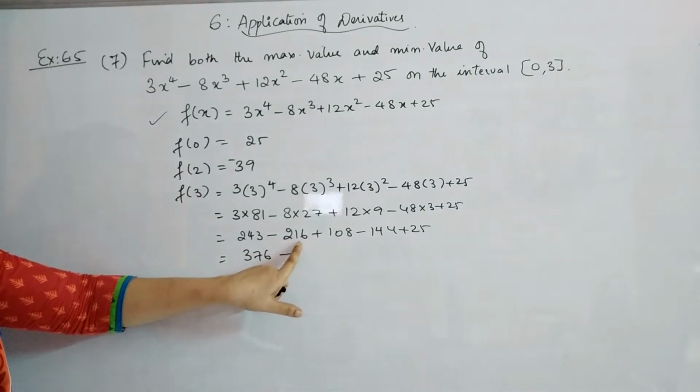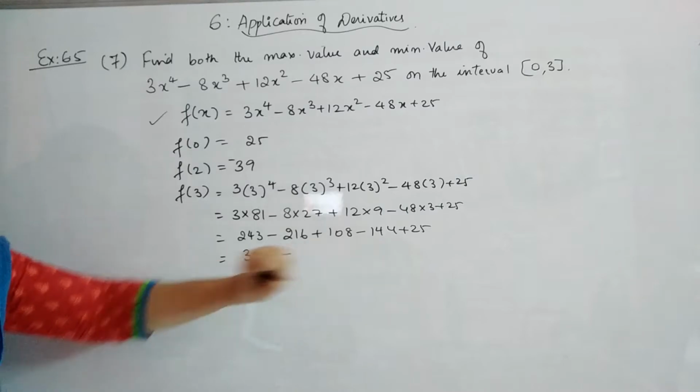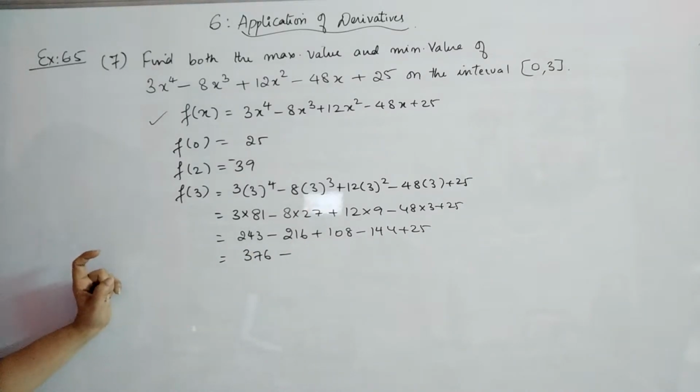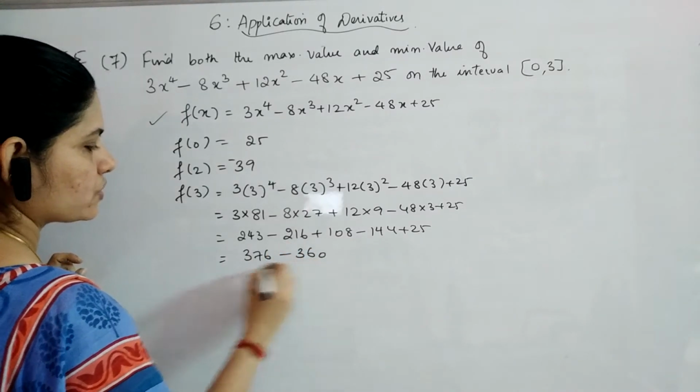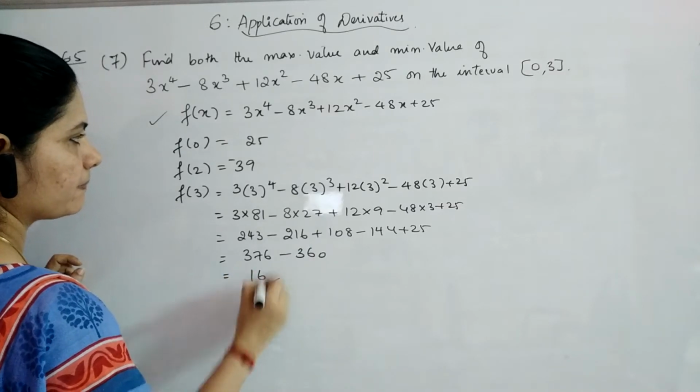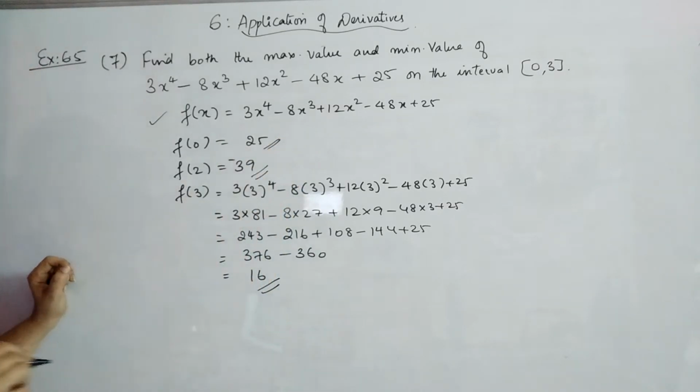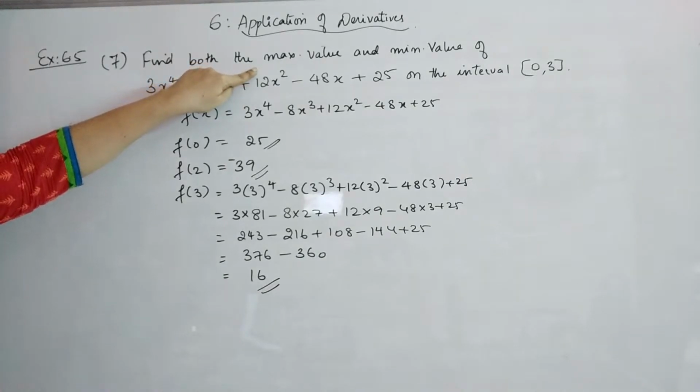Now negative numbers, you have minus 126 and minus 144. Together they will give you minus 360, so that it is giving you 60. So these are the three values you got. Now you have to see which is maximum and which is minimum.